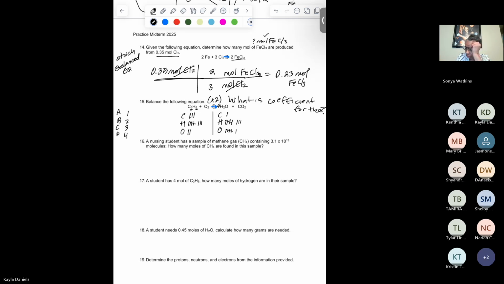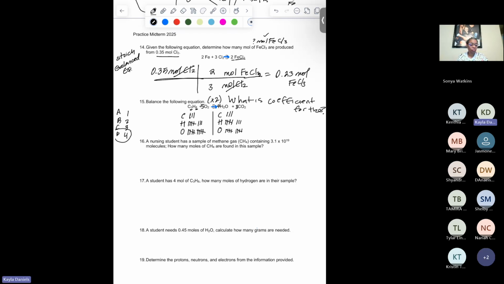So we've got 3 carbons. If I put a 3 here, that will give me 3 carbons, but it's also going to up my oxygen count. So 6 plus 4, now I've got a total of 10 oxygens. So I can put a 5 in front of O2. 5 times 2 will bring me to 10. And then I should be balanced. I guess this would have worked. We would have chosen D.